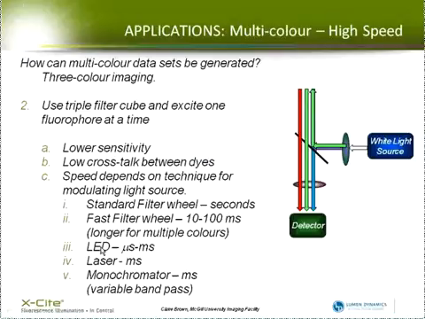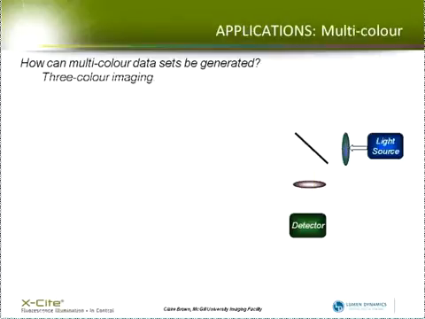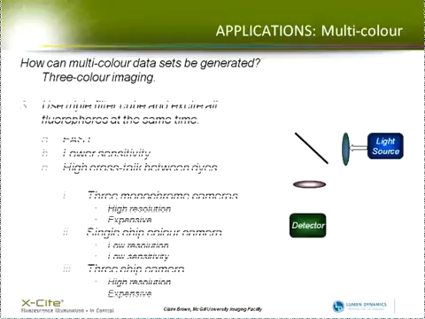For the LED, all you have to do is turn the LEDs on and off. You don't have to put the different filters in place. You could use a triple excitation filter and then just turn the LEDs on sequentially. You can do something similar with lasers. And I'll mention just briefly a monochromator, which basically allows you to move a mirror to choose the different colors. So the fastest way to do multicolor is to do it simultaneously.